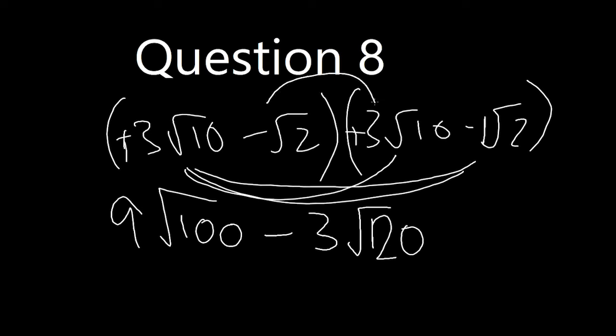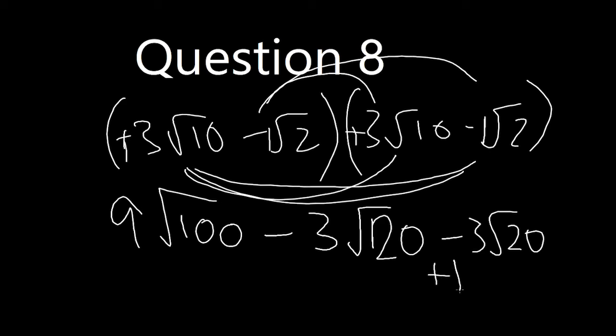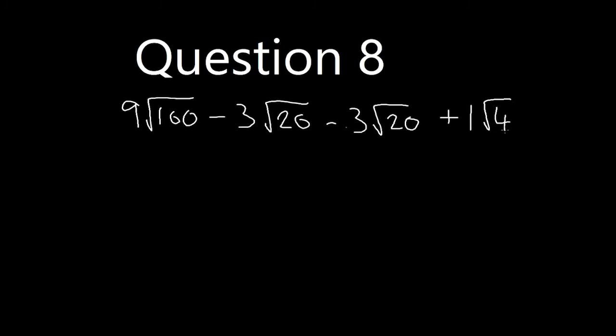Let's go into this next one. So we have, again, a minus 1 and a plus 3. So it's going to give us another minus 3 root 20, looking at those surds. And then our last bit here, we have a minus 1 and a minus 1. So minus 1 times minus 1 is going to give us a plus 1 as our coefficient. And then looking at the surds, root 2 times root 2 is root 4.